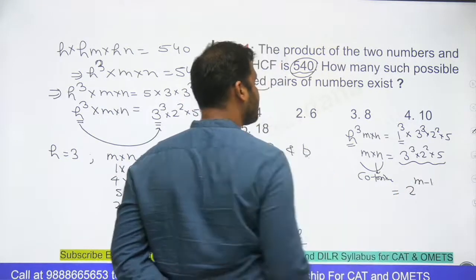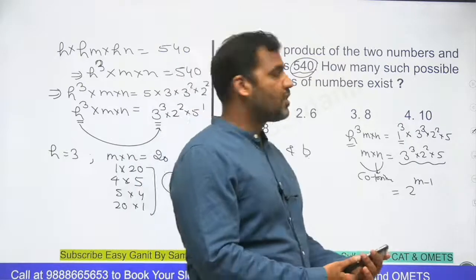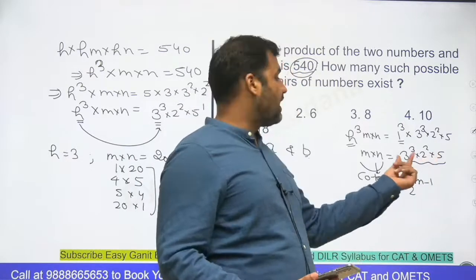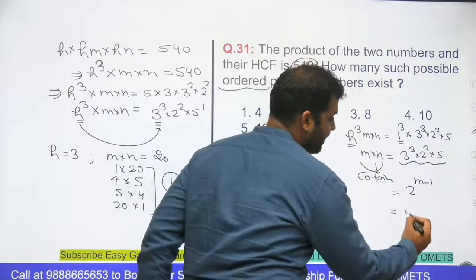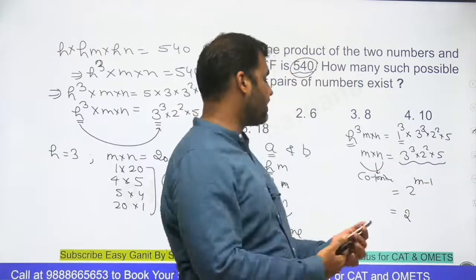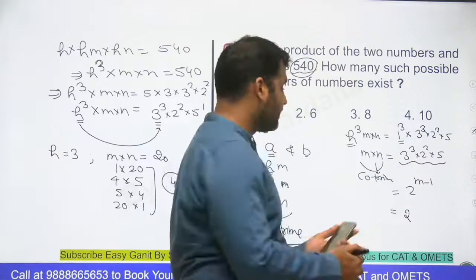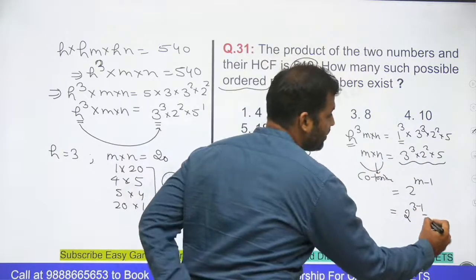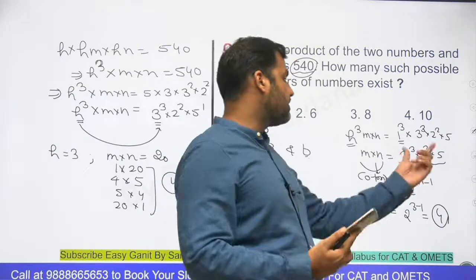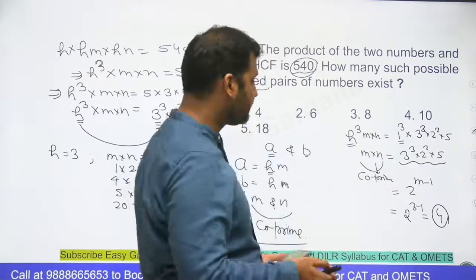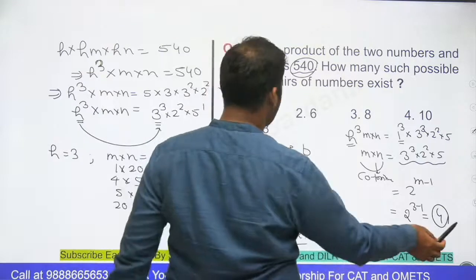Children, everyone knows that if the product of two numbers is given, in how many ways you can write it down so that they are co-prime with each other, it is 2 power m minus 1, where m is the number of different prime factors. How many prime factors are there? 1, 2, 3, so 2 power 3 minus 1. There are total 4 ways to write down the product of two numbers as this number which are co-prime with each other, right? Because it is talking about ordered pair, guys.